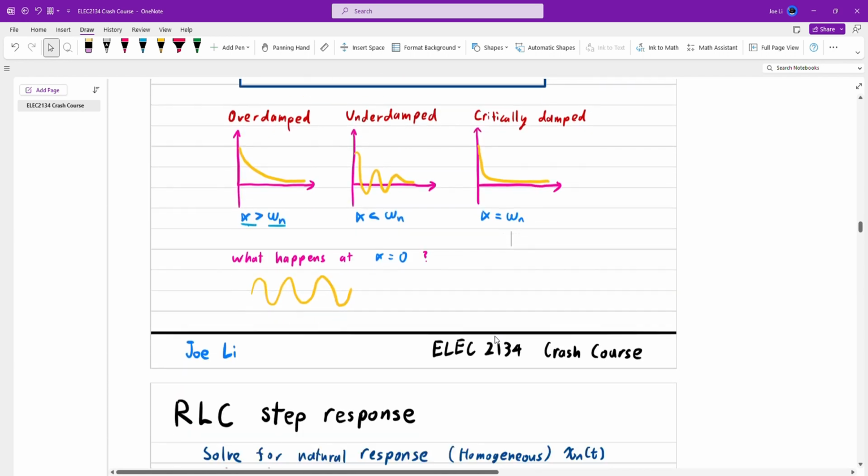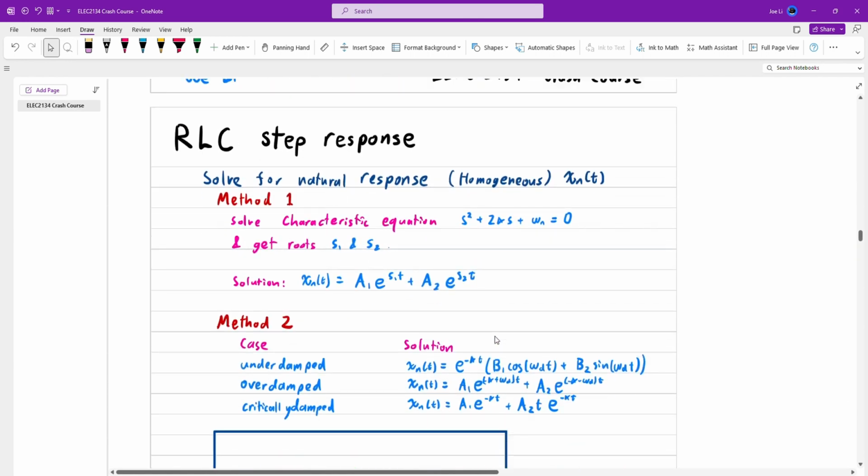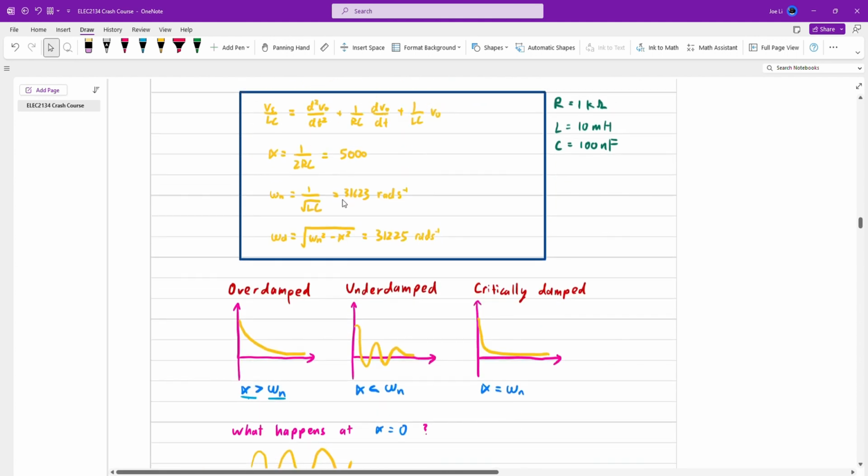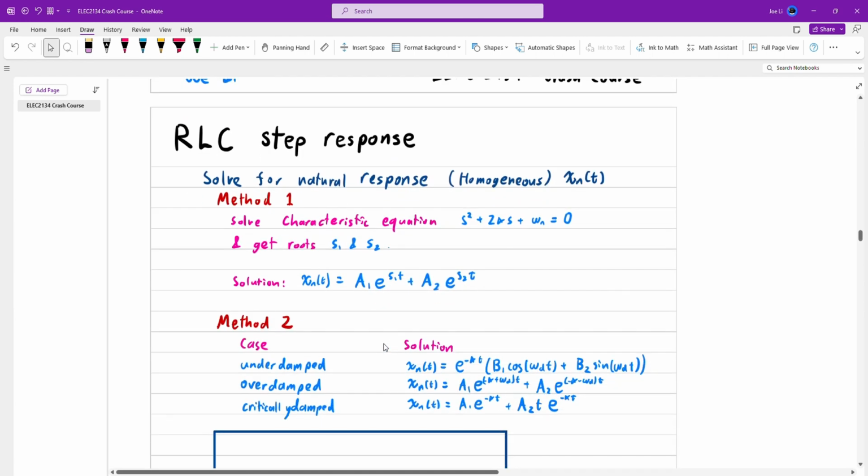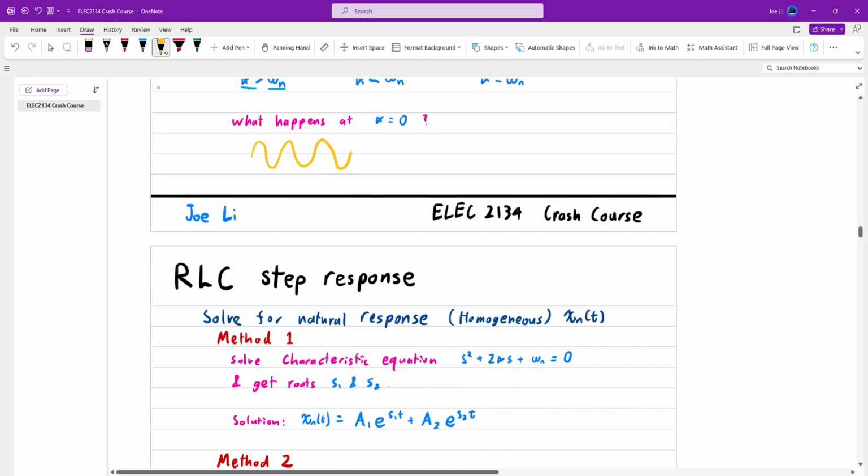After I explain this, we can go ahead and look at this. Our alpha is 5,000. Our omega n is 31623 radians per second. So our damping factor is less than omega n. Alpha is less than omega n, which is underdamped. We know our response is going to be underdamped. Let me mark a star here.